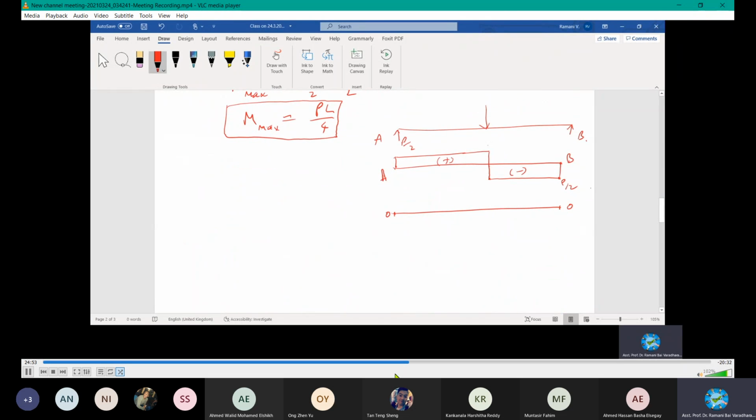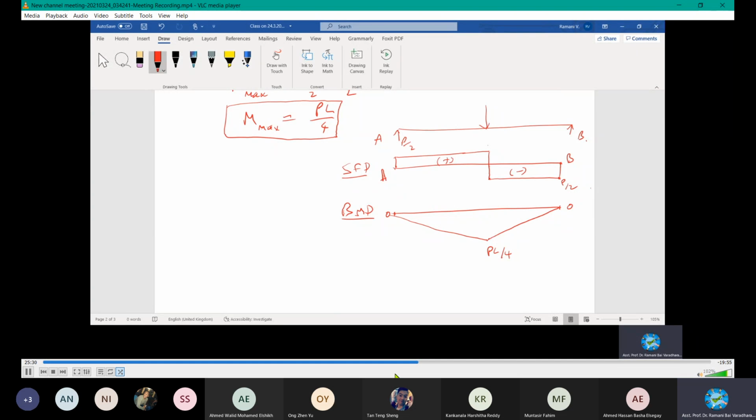You can use upward or downward to make it different between shear force and bending moment. This is the SFD diagram. This is the bending moment diagram. I put the positive bending moment at the bottom. The maximum value is PL by 4 here, and these are point loads, so it will be a straight inclined line. Bending moment is also an inclined line, a straight line, because it is a point load.